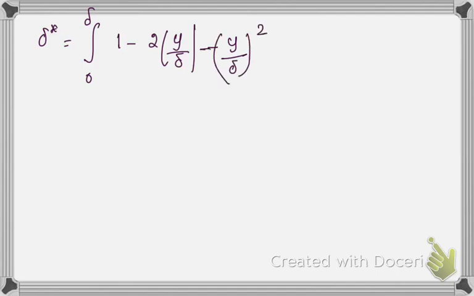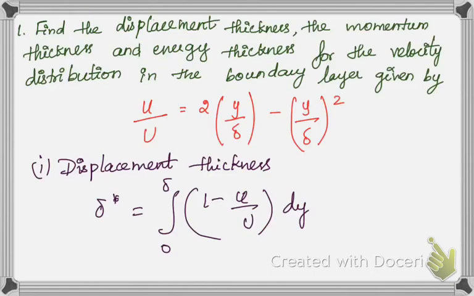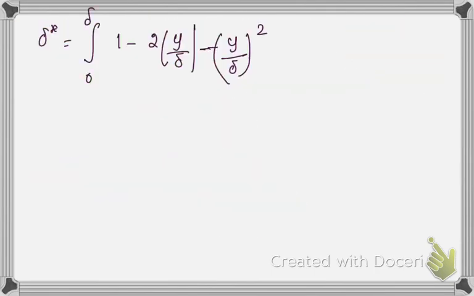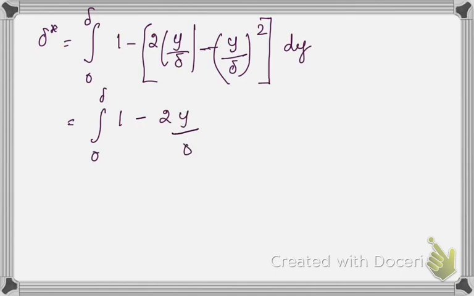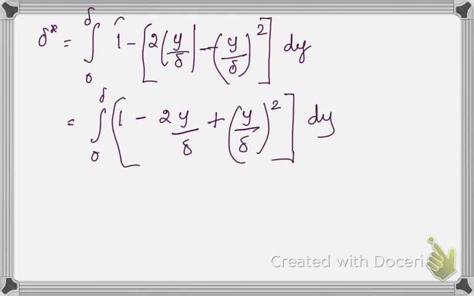The common mistake we make here is that, see here, 1 minus u by U. We have to put this bracket correctly, otherwise some mistakes will come into dy. Now I am putting this minus sign, that is 2 into y by del, minus into minus becomes plus y by del the whole square, into dy. So dy is going to be common for all. Now we have to integrate this equation.